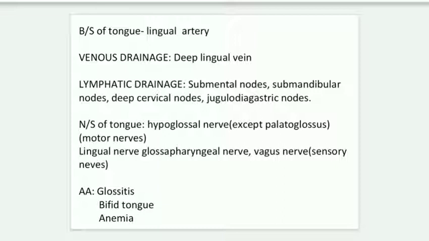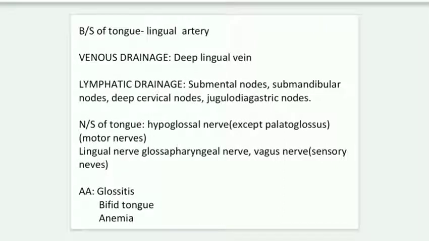There are lymph nodes like the submental nodes, submandibular nodes, deep cervical nodes, and jugulodigastric nodes, which apply to the lymphatic drainage of the tongue. The nerve supply of the tongue is by the hypoglossal nerve, except for palatoglossus, for motor supply, and by the lingual nerve, glossopharyngeal nerve, and vagus nerve for sensory supply.